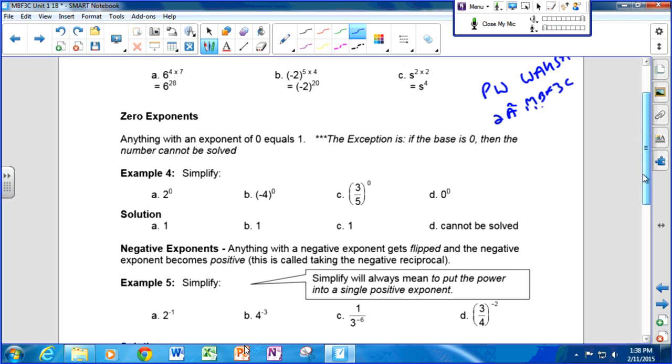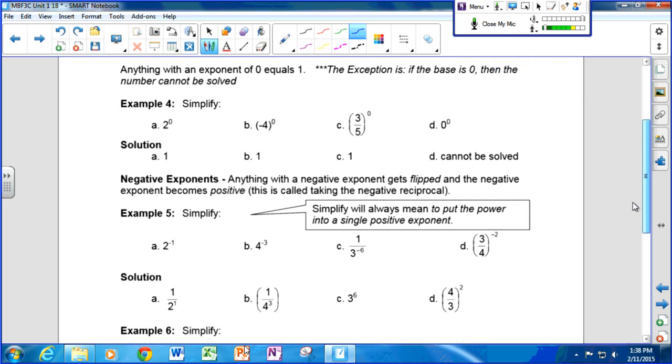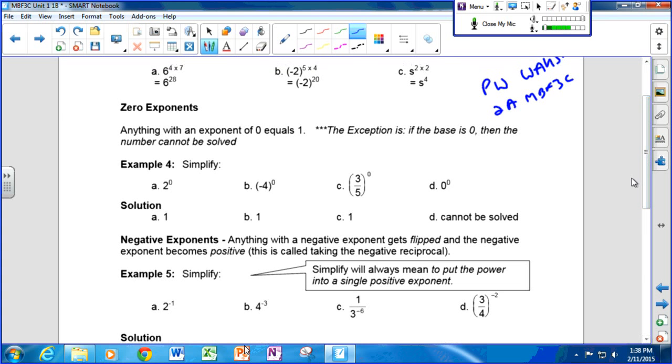So now we're on page 27 here, and we're just going to talk about the 2 special cases, not exceptions. Now, anything with an exponent of 0 equals 1 with one exception. Something with a base of 0 is just undefined. It's kind of like dividing by 0. So that's just undefined. Otherwise, anything with an exponent of 0 is just equal to 1.